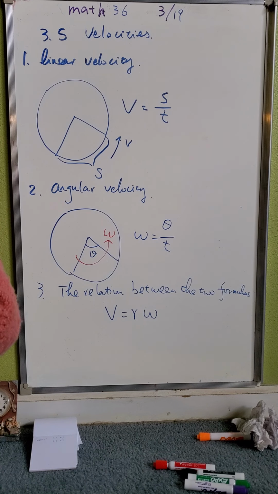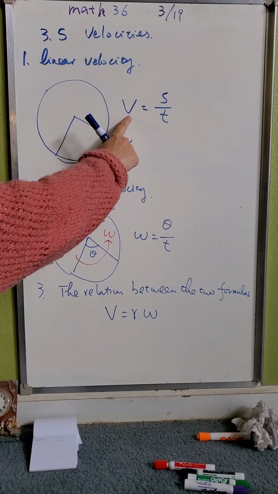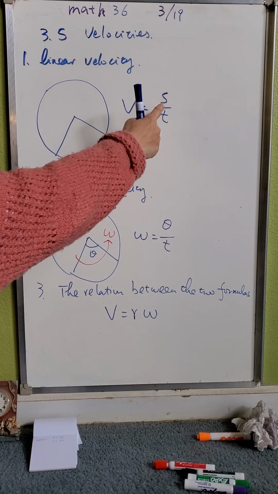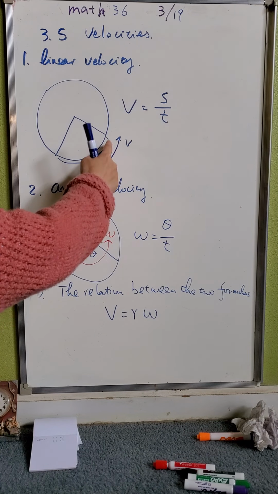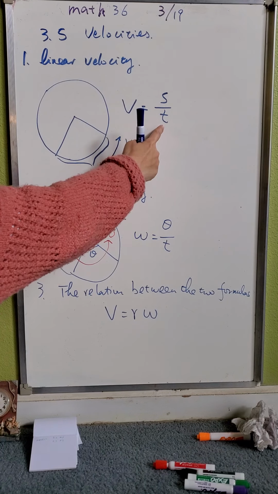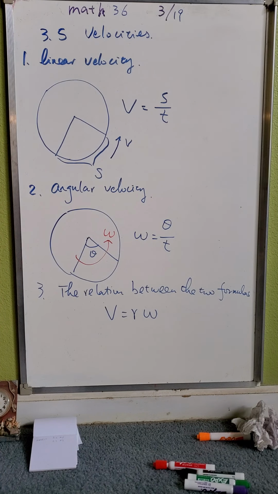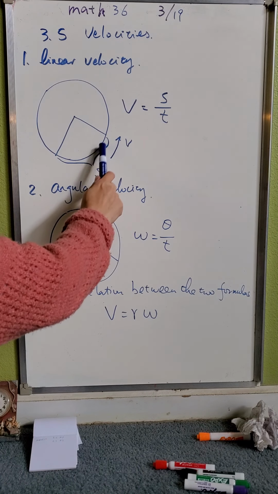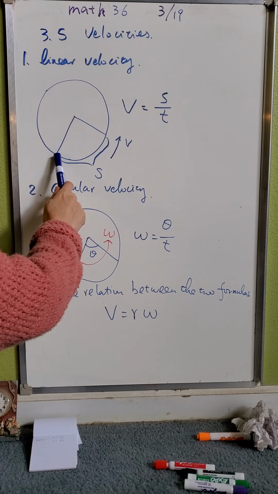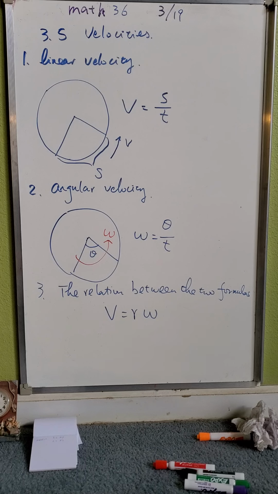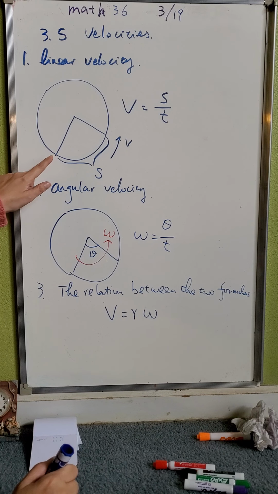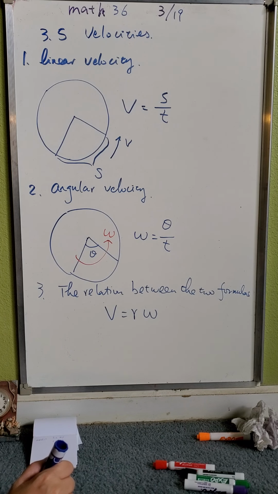First, the linear velocity. Linear velocity means the ratio between the distance they cover on the arc length with respect to time. That's the linear velocity. It means how fast they change from point here to point here, how fast this changes from here to here. So that's the linear velocity.